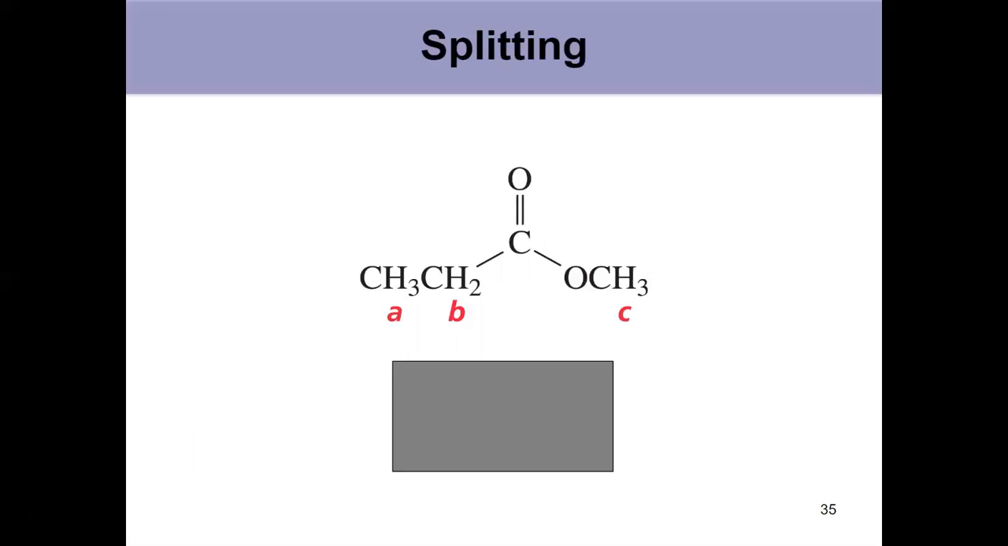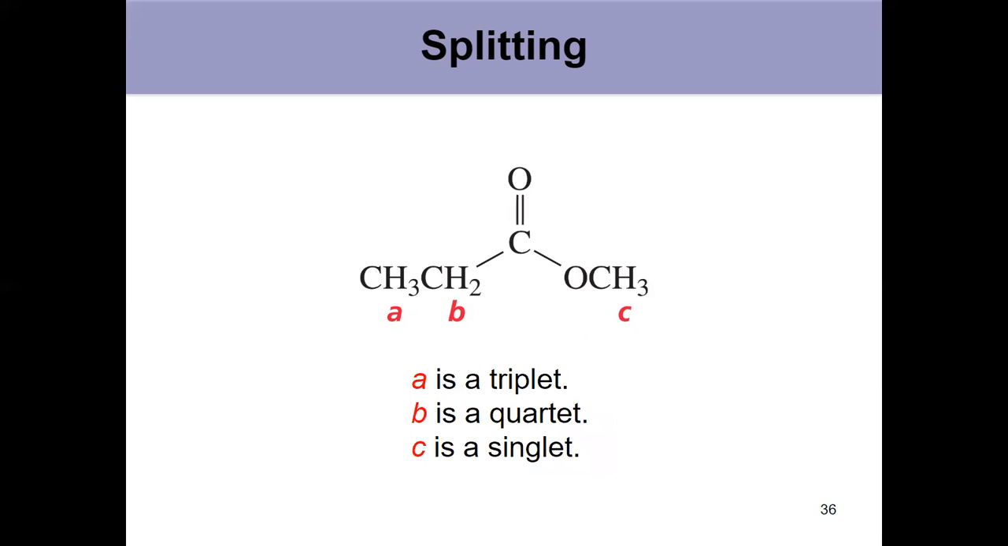A couple of things for practice here. I recommend you pause the video. If we were in a face-to-face class, we would talk about each of these in turn. Pause the video right now and predict how many signals you would get. It's kind of a giveaway here because they're labeled A, B, and C, but predict how they would be split.